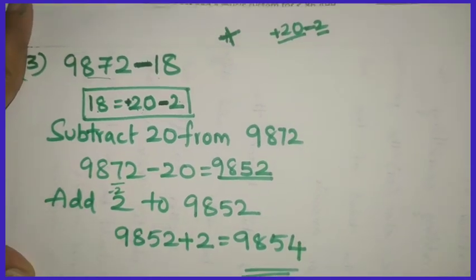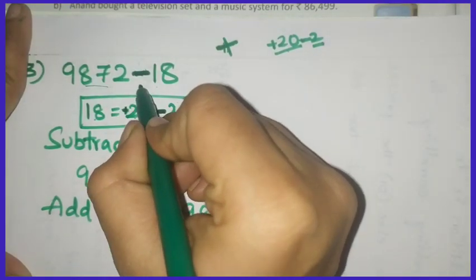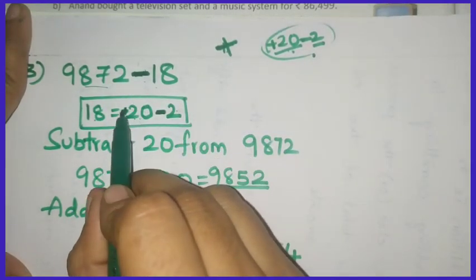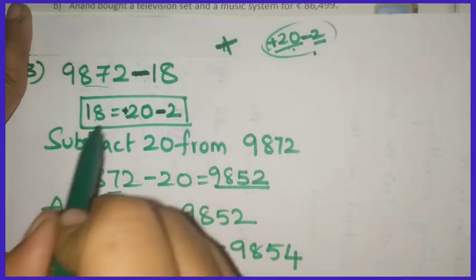Very easy. For addition in the question, if they give plus, we have to do it as it is, but for subtraction, we have to do the opposite.